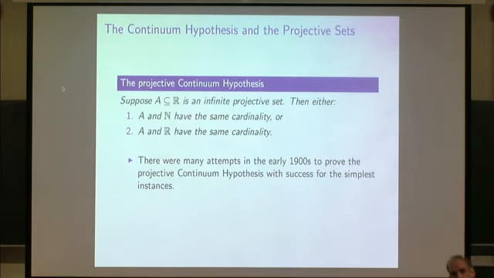Well, if we can't solve the continuum hypothesis, let's narrow down. So let's formulate the projective continuum hypothesis. If A is an infinite projective set, then either A and N have the same cardinality, or A and R have the same cardinality. There were many attempts in that Polish school in the early 1900s to prove the projective continuum hypothesis, with success for the simplest instances. However, by 1925, it too began to look like a hopeless problem.